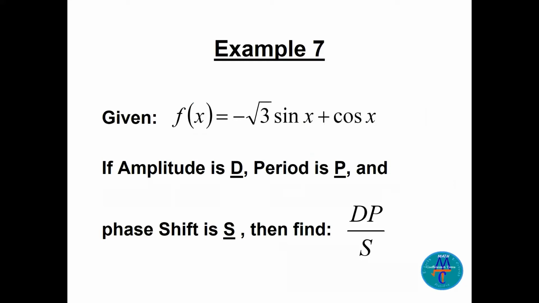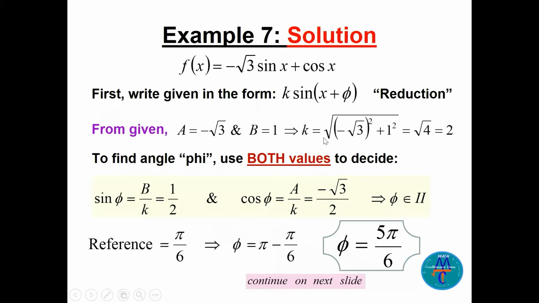Okay, let's see. The minute you see sines and cosines, pluses and minuses, you have to think of a reduction. So write this function, minus square root of 3 sine of x plus cosine of x, as k sine of x plus phi. Let's use reduction. So a will be minus square root of 3, b is 1, the coefficients of the sine and cosine. So k will be the square root of a squared plus b squared, which is 2 now.